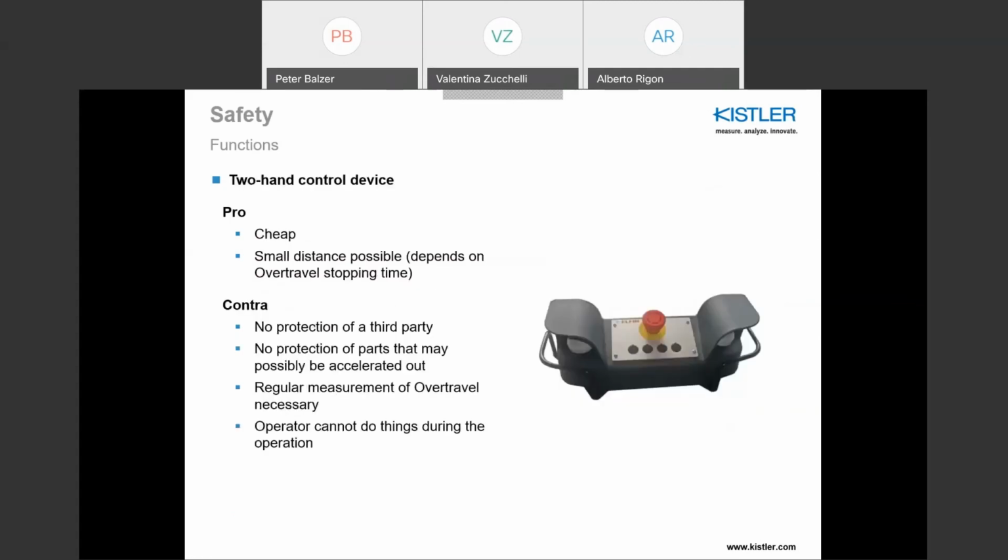And last but not least, the classic, the two-hand control device. It's pretty cheap, and a small distance to the danger area is possible, but it always depends on the over-traveling stopping time. But the disadvantages are pretty high. You have no protection of third party. You have no protection of parts that may possibly accelerate out. A regular measurement of over-travel is necessary, and also the operator cannot do any other stuff while the joining process is running because he always needs to push those 2 buttons.